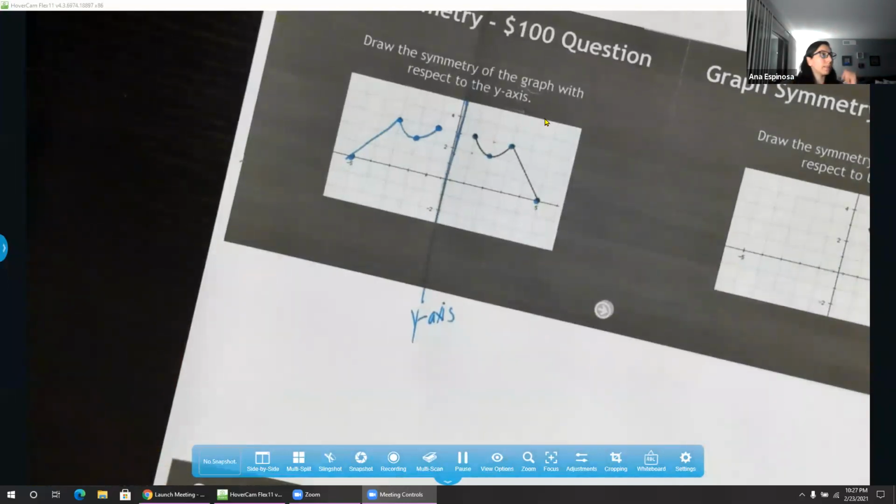This is way crooked because my camera's crooked. I'm going to stop the share now. And I'm going to stop the recording.